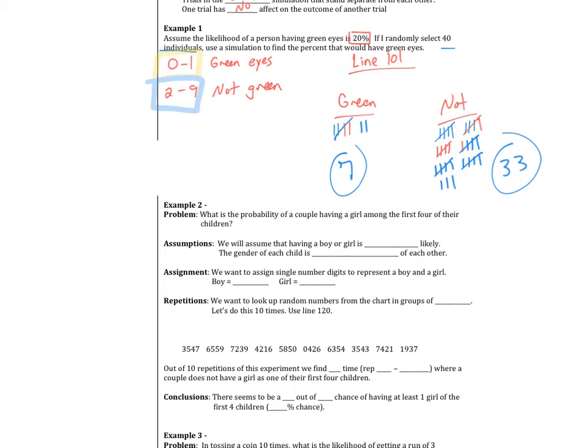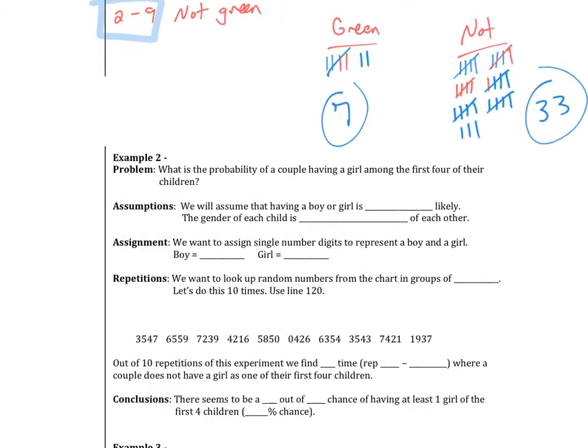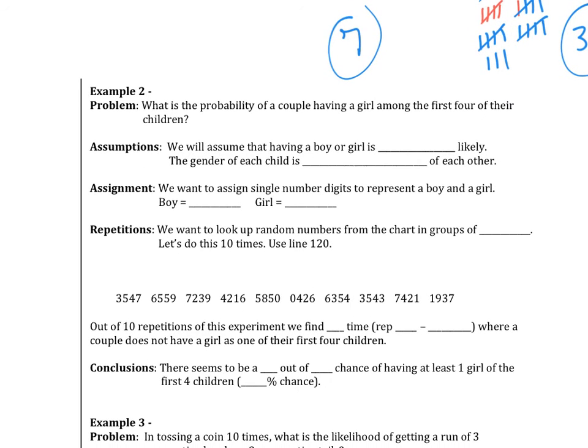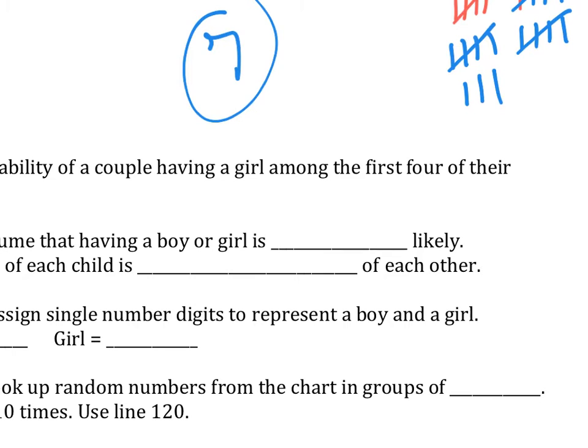Okay, example 2 says, the problem is, what is the probability of a couple having a girl among the first 4 of their children? So if husband and wife have 4 children, what is the probability of them having a girl among those 4? Okay, and what this means, if they have a girl, all that means is you have at least one girl.